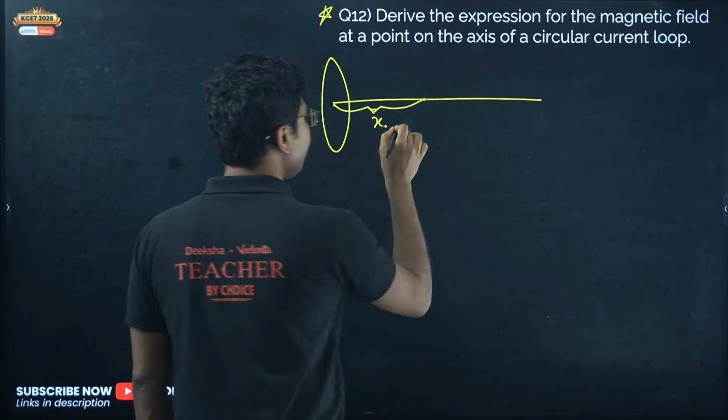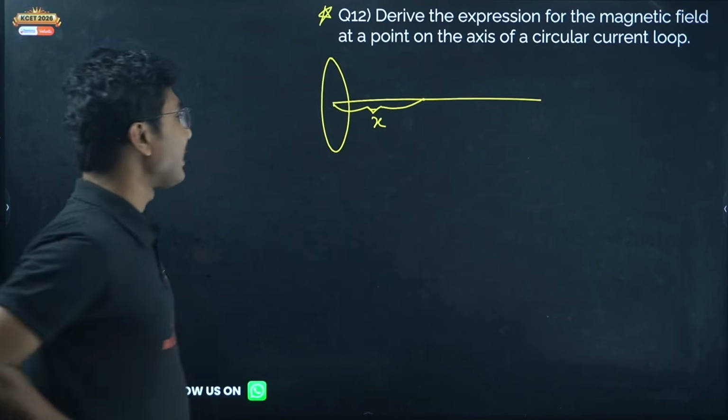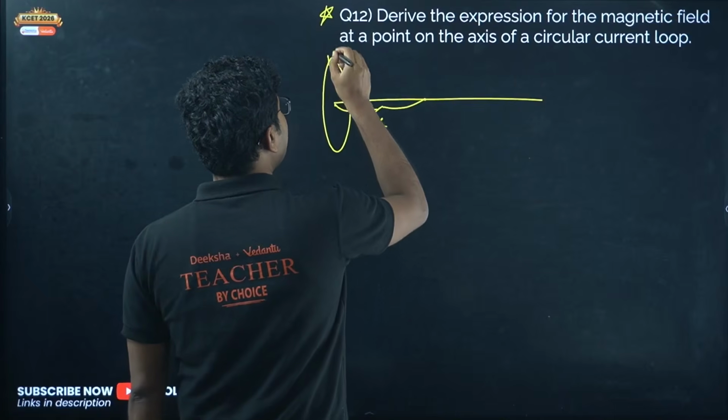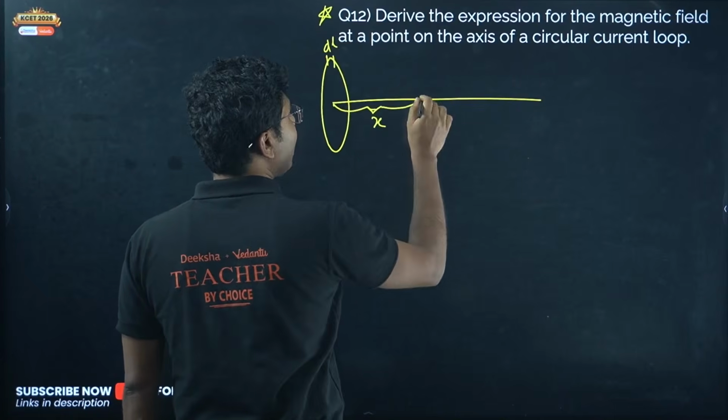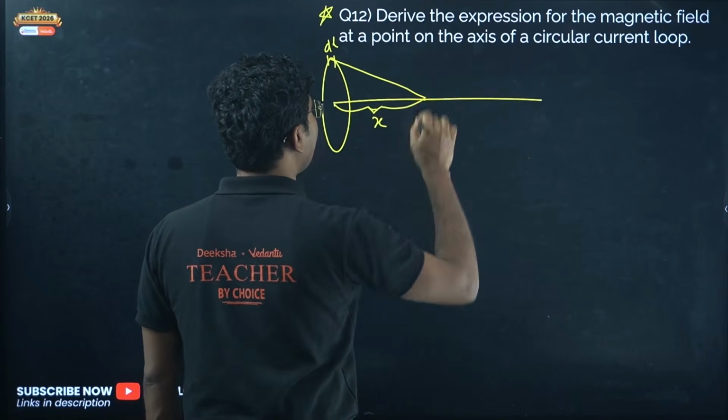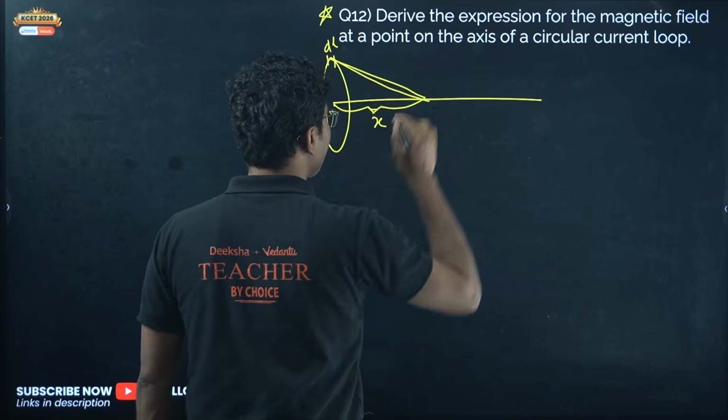This can be a little tricky if you are doing it for the first time, so practice it. So take a small element dl, and you have to find the magnetic field due to this element dl at this position.